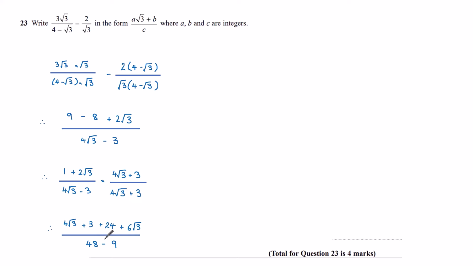Simplifying this again now, on the numerator, 4 root 3 plus 6 root 3 is 10 root 3, 3 plus 24 is 27, and on the denominator, 48 subtract 9 is 39. And so my final answer is 10 root 3 plus 27 over 39.